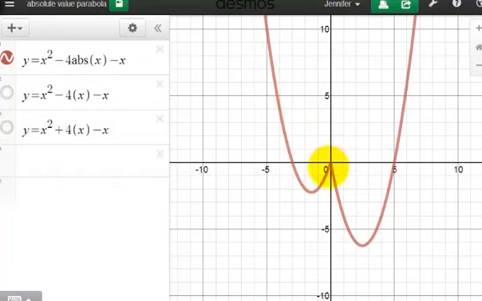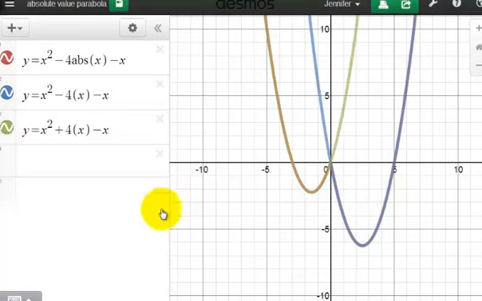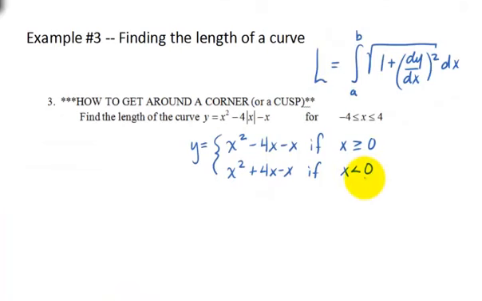Now if you notice, we have a cusp at 0, well, it's not actually a cusp, it's more of a corner, but we don't have differentiability at 0. So when we do this length of a curve, we're going to have to split this into two integrals. Alright, so now that this makes a little more sense, let's go ahead and take the derivative of this y. So our dy dx is going to look like this.